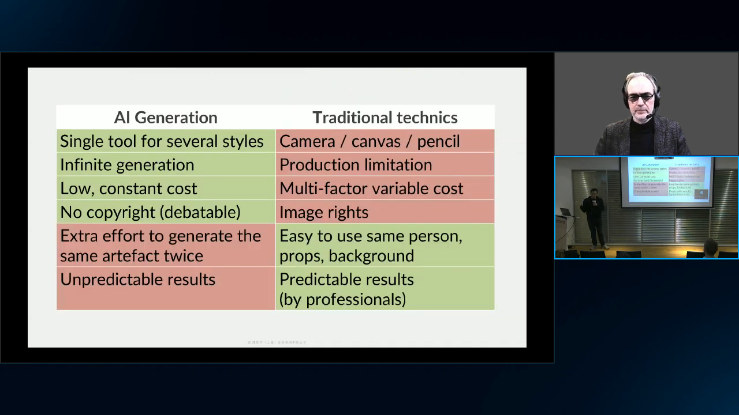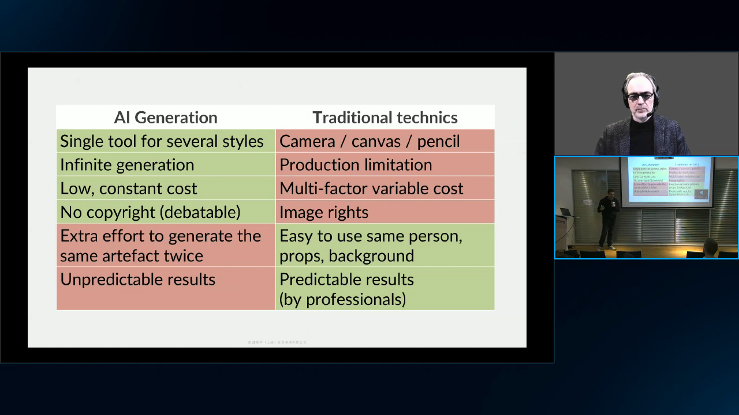So if we want to compare AI generation and traditional techniques, what are the differences? Right. So first of all, these AI generation tools are very versatile. In this example, I've generated photorealistic images, but they can also generate cartoons. They can generate oil paintings, canvas. They can generate different styles of paintings. They can generate different elements.